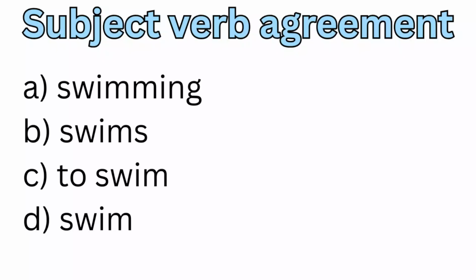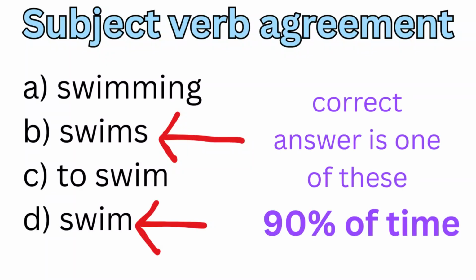That might be a little bit confusing with another grammar rule that I'm going to talk about in a second. But the way you can be sure you're dealing with subject-verb agreement is that one verb is going to have no S and one verb is going to have an S at the end. So let's say all of the answer choices are versions of the verb swim. Then one of the answer choices will be swim and one will be swims. If you see that, you can be pretty sure that you're dealing with a subject-verb agreement question.